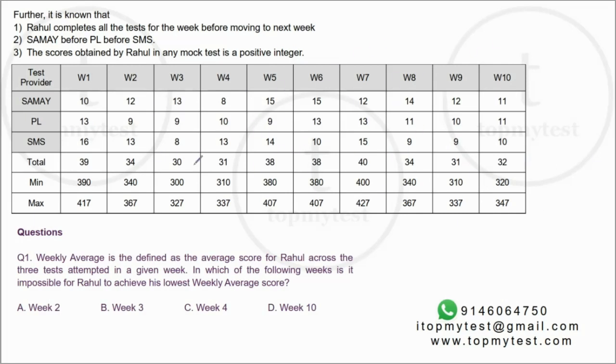Right, now let's see, I have the totals now, so averages should not be very difficult, but let's see what this says. First one says the weekly average is defined as the average score of Rahul across the 3 tests attempted in the given week. Okay, so for example, in week 1, his average will be 390 divided by 3, between 130 to 417 divided by 3. 417 divided by 3 will be 139, right? It's going to be between 130 and 139. Again, this will be divided by 3. We can keep on doing it.